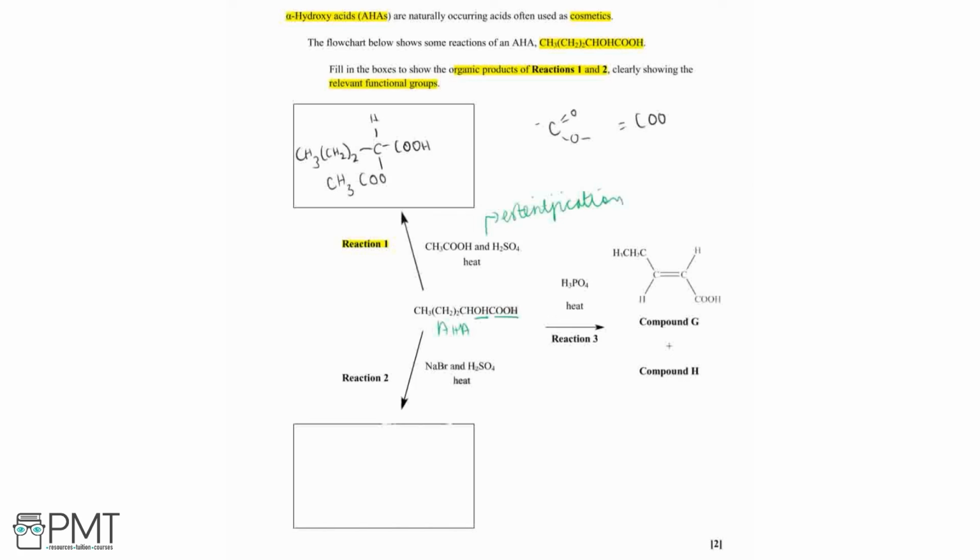So that was our reaction 1. Let's take a look at reaction 2 now. So for reaction 2, our reagents are sodium bromide with sulfuric acid again, and this is all being heated.